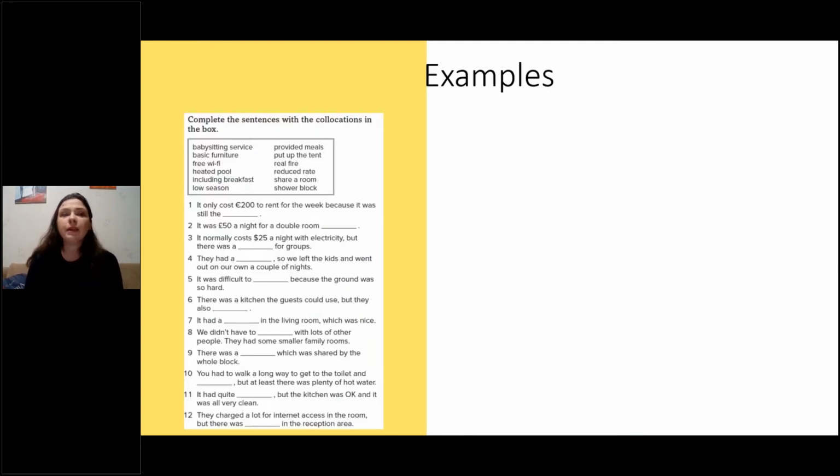For example, here the book used the context, right? So we have these words, we have the context, and our students now need to put them correctly in the gaps and understand what the words mean, or maybe check their understanding.